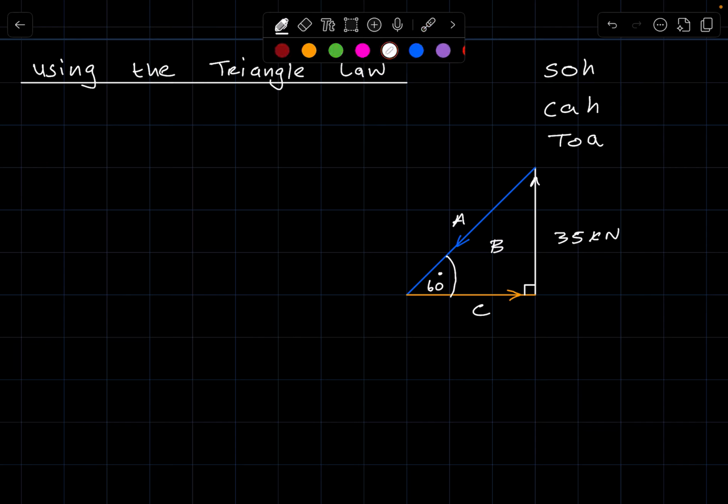So first, let's calculate these members. We'll first calculate member AB and then BC. Now, member AB is essentially the hypotenuse of this triangle. The angle we have is this one, and the side we have is this one.